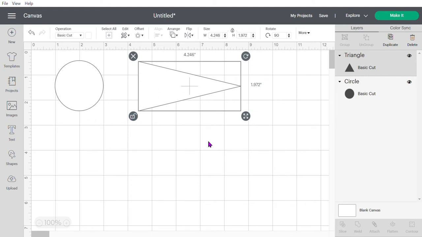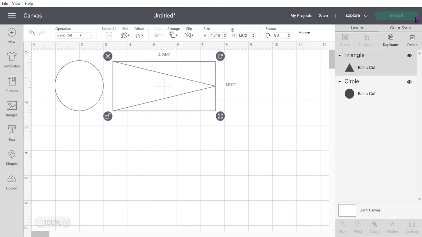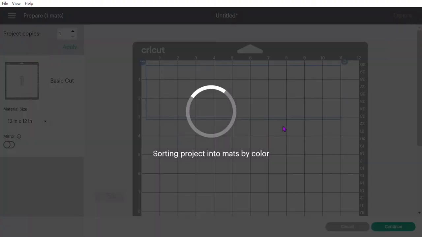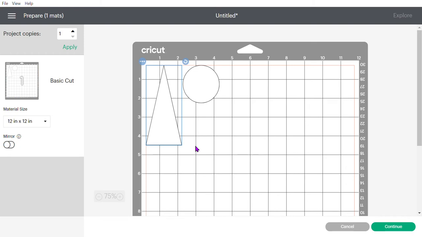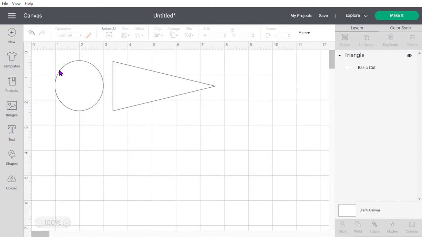The overall design or overall view that you're looking at right now is called the Cricut canvas. Now, they are two totally different shapes. If I go to make it, it's going to show you how it's going to cut on your Cricut. You're going to have a separate triangle and a separate circle. The gray line around the circle and the gray line around the triangle are the actual cuts that the Cricut is going to make.